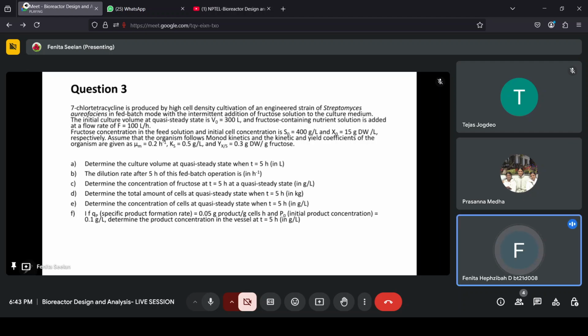So let's start writing the given values. What is given? V0 is given as 300 liters. Feed flow rate is given as 100 liters per hour. Substrate initial concentration is given as 400 grams per liter.